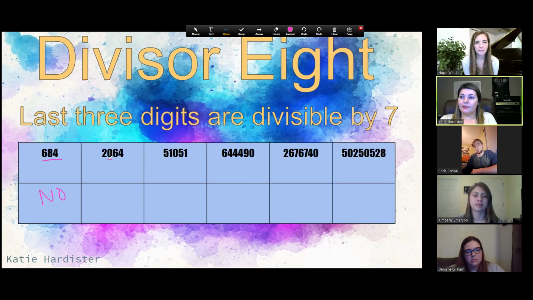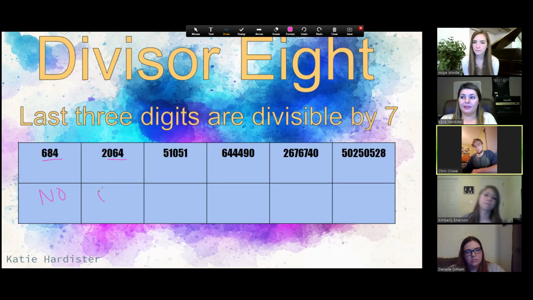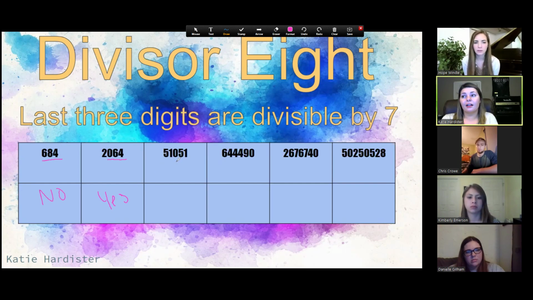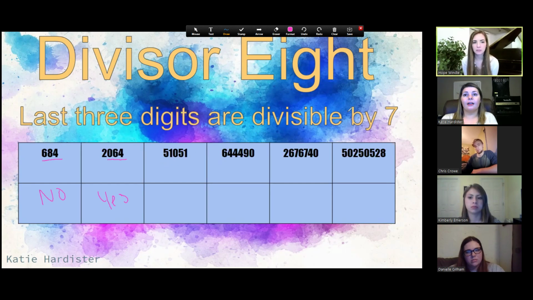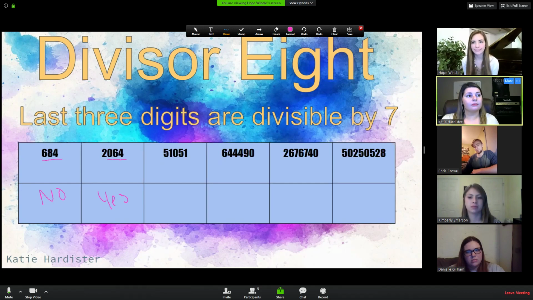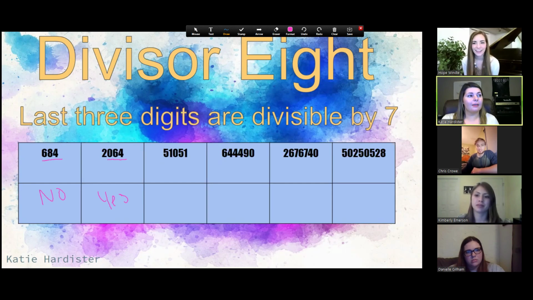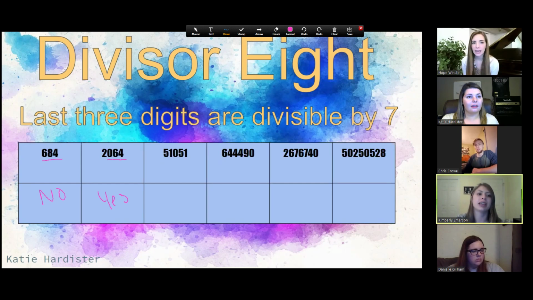But this one here, we're going to include 0 just to keep us not confused here. So 64 would be divisible by 7. You mean 8? I'm sorry? Do you mean divisible by 8? I do. Oh. I think. Let me check. Do y'all remember if it's 8 or 7? I believe 8. I think it would be 8.